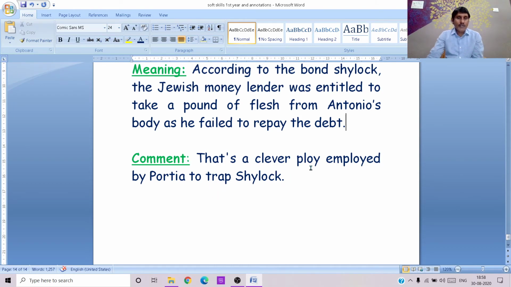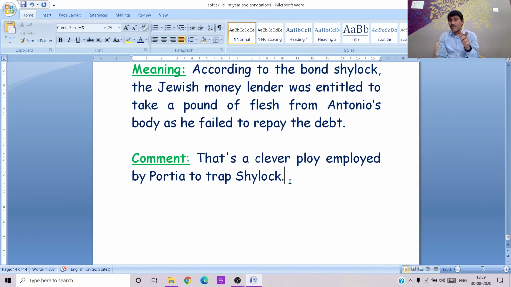Comment: that's a clever ploy employed by Portia to trap Shylock. What is the clever ploy? It's a clever idea because everybody knows that the moneylender is very, very greedy and he has evil intentions towards Antonio. He wants to take revenge on him because Antonio was always speaking against him, because the moneylender was taking a high rate of interest from innocent people. That's why Shylock wants to take revenge on him. That's why when the situation comes, he tries to implicate him in the situation.